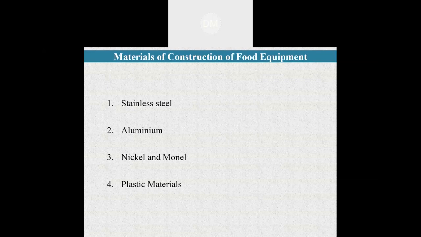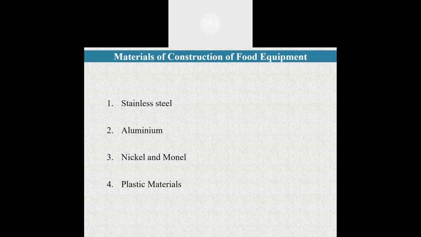Okay, then nickel and monel, so pure nickel and monel, then alloy of nickel, alloy of monel, and only monel. On the basis of our requirements, our product category, and which chemical composition or which component is present in the product.